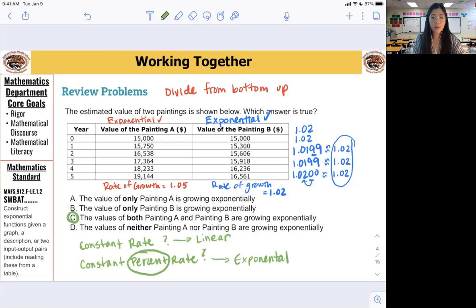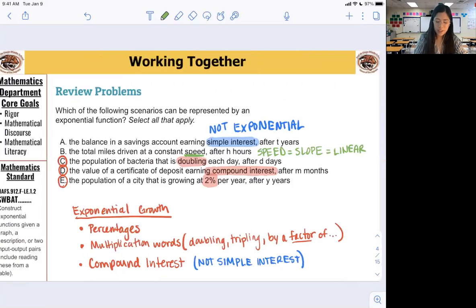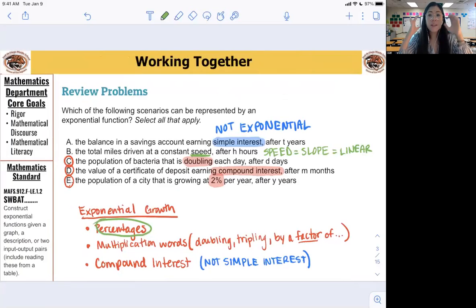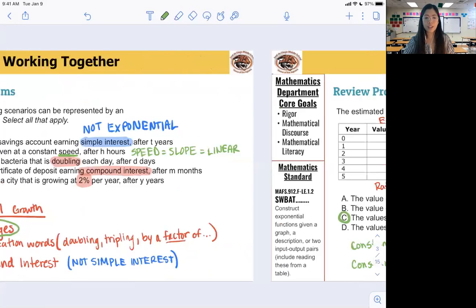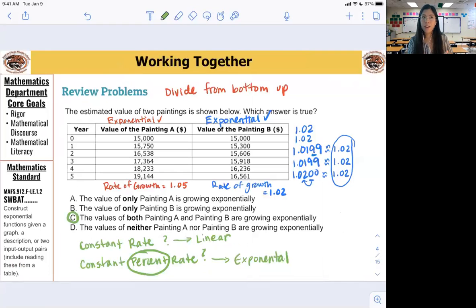Remember we wrote it down on the previous slide, right? Percentages are exponential. So that's the key word. Percentages are what we're working with. So if you see a question on the test and it says constant rate, and then later down it says constant percent rate, please click on the one that says percent rate. Don't get that question wrong, because I already told you which one it's going to be. Any other remaining questions?